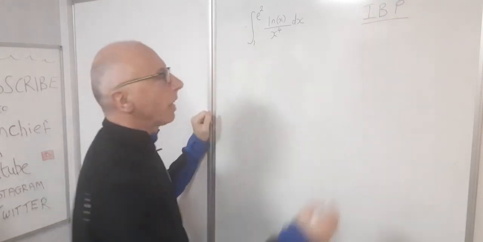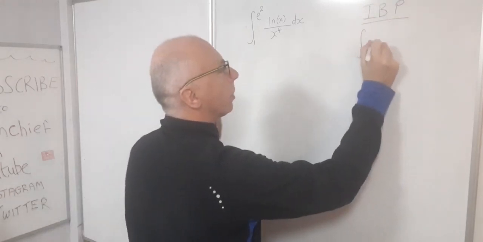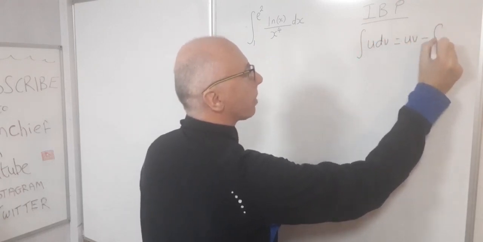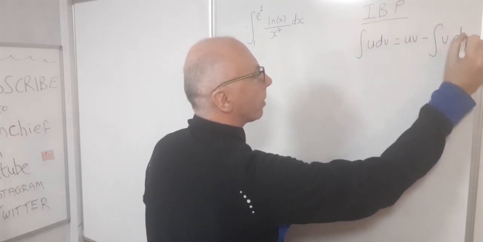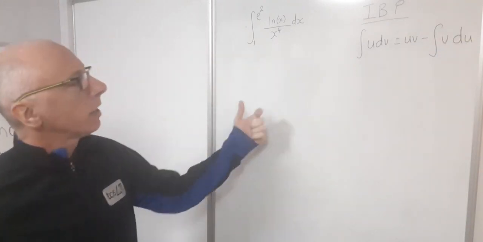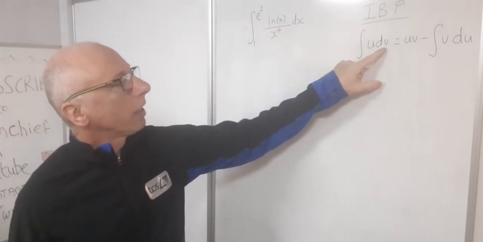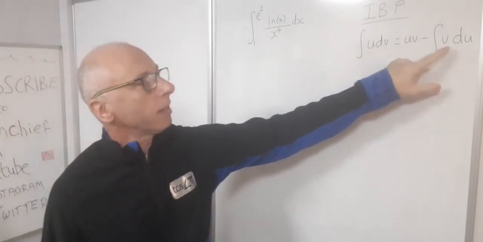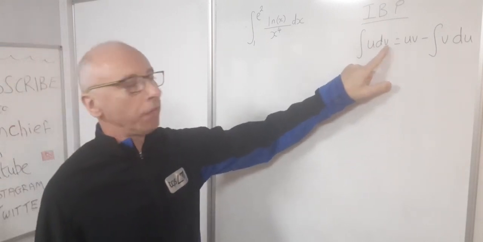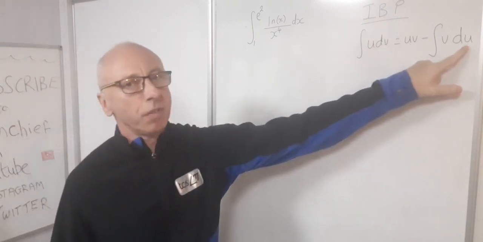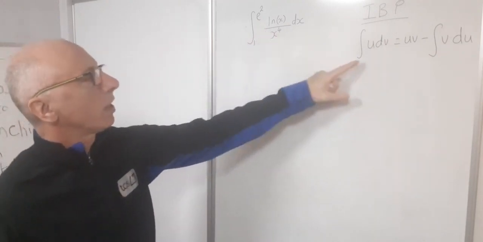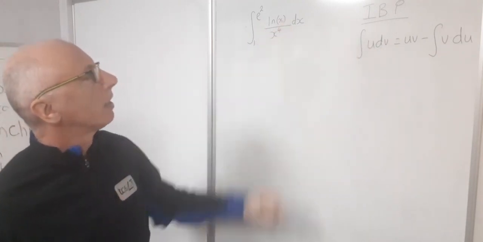So the way we do that is the integral of u dv equals uv minus the integral of v times du. So this will be in this format, and then this is going to be our answer. Where dv is the derivative of v and du is the derivative of u. So we need to assess which is the best bits we're going to assign to u and to dv.